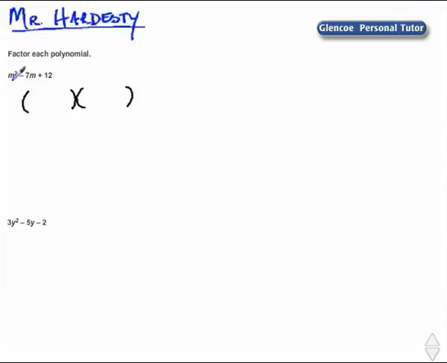The first term, m squared. I know that if I would multiply m times m, think FOIL: first, outer, inner, last. When I do first times first, m times m is m squared. There are no other two factors to multiply together to get m squared. m times m is m squared.